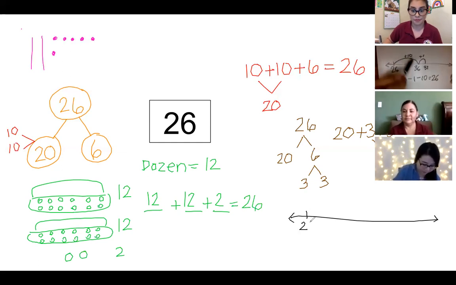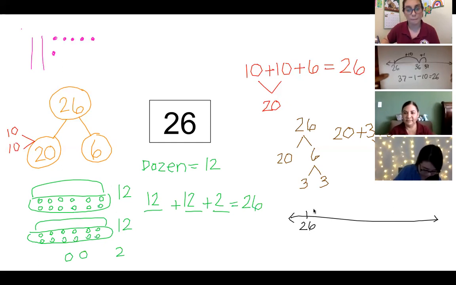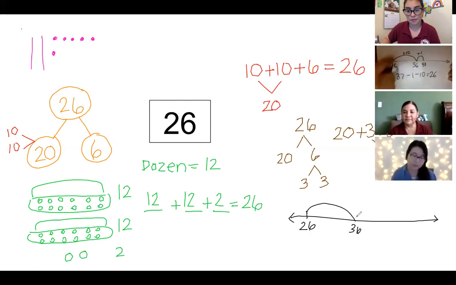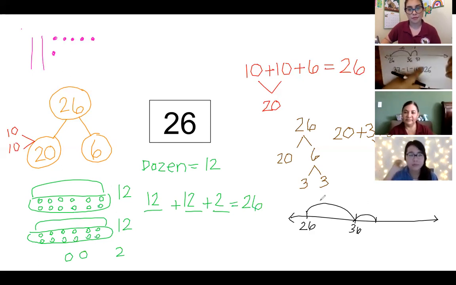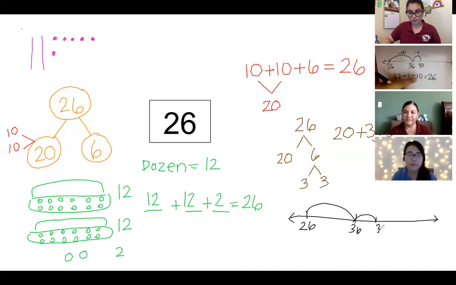So I decided to do a 10 hop plus 1 more hop, which is going to give me 26, 36, and 1 more is 37. That was just a random number that I decided, 10 and 1 more. And so now I have to take this addition and convert it into a subtraction. So no longer am I adding. Now my start point is the 37. And I'm going to take 1 away, and I'm going to take 10. 37 minus 1 minus 10 is 26.